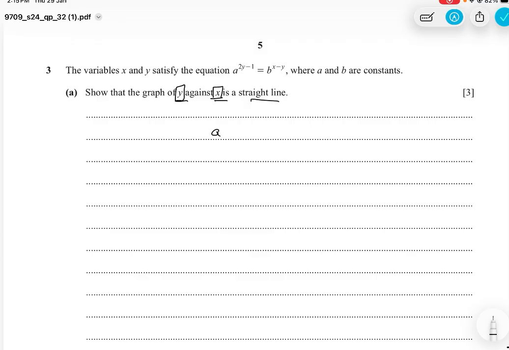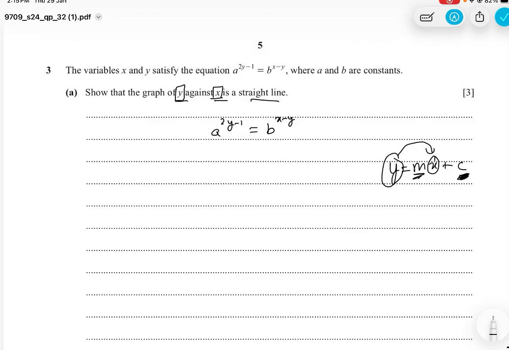Let me show you. a^(2y minus 1) equals b^(x minus y). Have you learned this in the logarithms chapter or not, that we can arrange this in the form of y equals mx plus c? If anyhow I can arrange this equation in the form of y equals mx plus c, can I show that the graph is a straight line? Because a straight line graph can be arranged in this form, yes or no? Y equals mx plus c, where c is constant, we have a value for c, where m is constant, we have a value for m, and these two are variables, where y depends upon x.